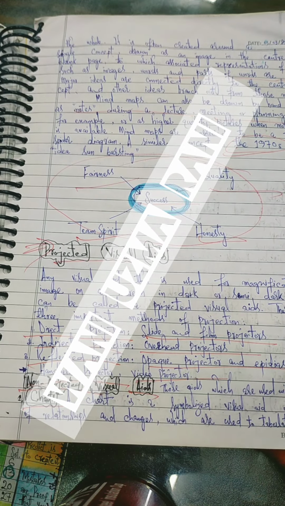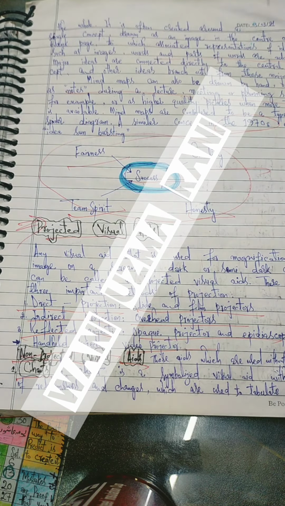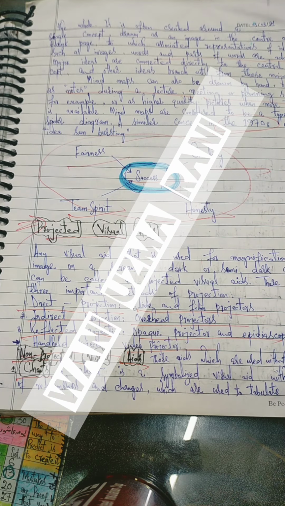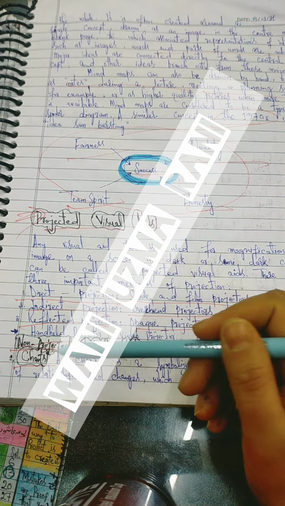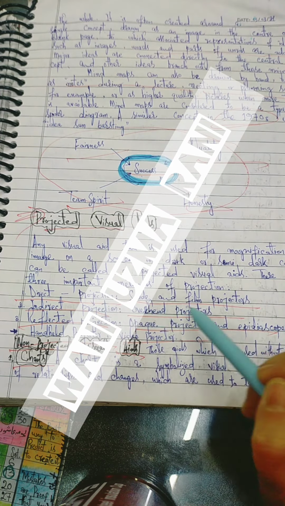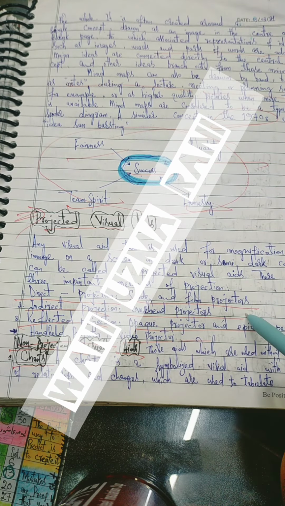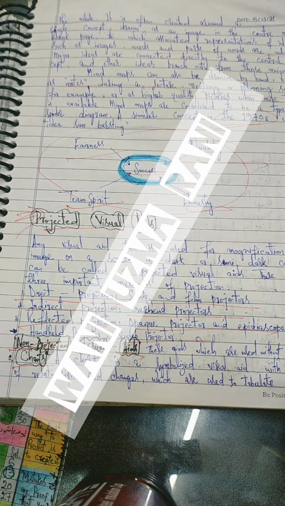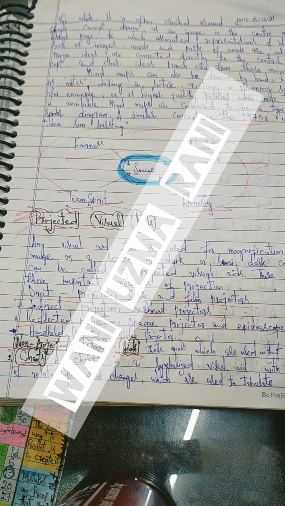Projected visual aids. Any visual aid that is used for magnification of an image on a screen in dark or semi-dark conditions can be called a projected visual aid. There are three important methods of projection: direct method, indirect method, and reflected projection. In direct projection, slide and film projectors; in indirect projection, overhead projectors; and in reflected projection, opaque projection and epidiascope, handheld projector, video projector.